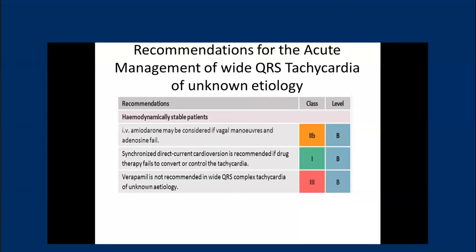But overall, while approaching wide complex tachycardias, many of them, close to 80% of them, are caused by ventricular tachycardia, and approaching them as ventricular tachycardia is more helpful. There have been numerous criteria suggested to differentiate VT and SVT, but the specificity of these criteria usually is not more than 70 or 80%. And many experts recommend approaching many wide complex tachycardias as VTs.